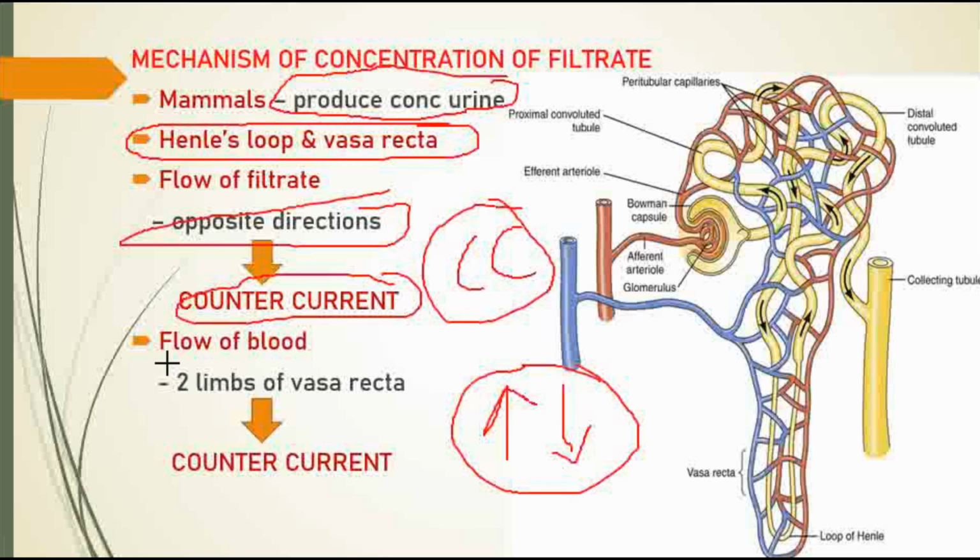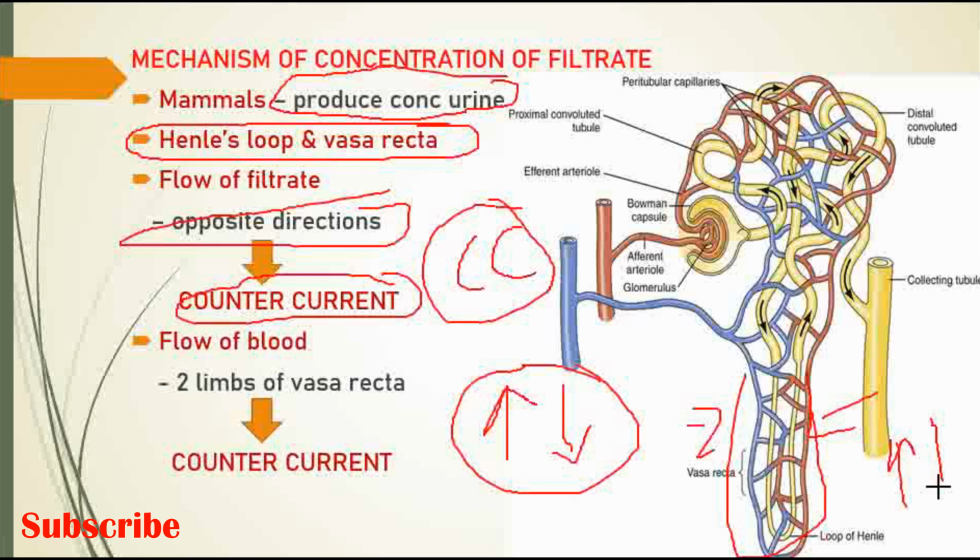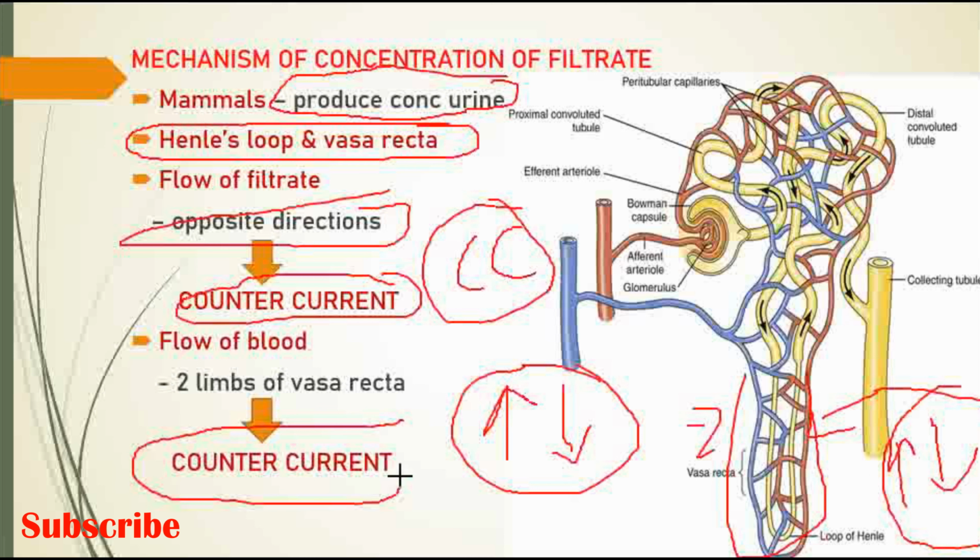And the flow of blood in the vasa recta: blood flows in the two limbs of the vasa recta, and the flow of blood is in the opposite direction to the filtrate. In the two limbs of the vasa recta, the flow of the blood is also in opposite directions. One flow goes like this, and the other flow goes like this. So the blood flow is also counter current in nature.